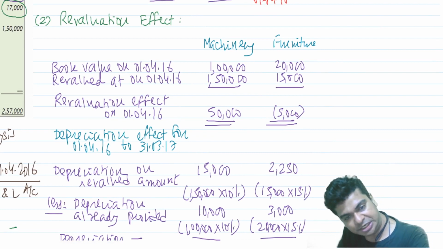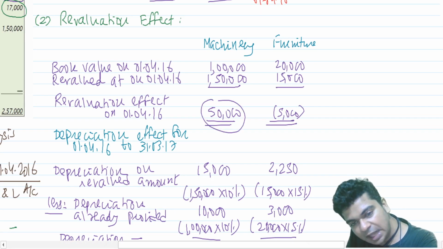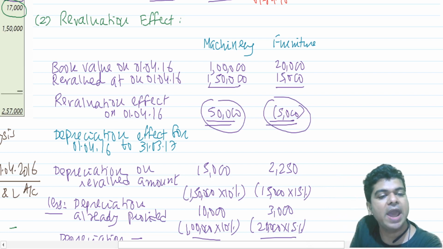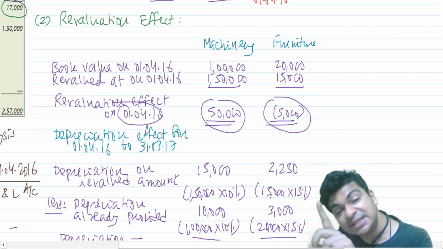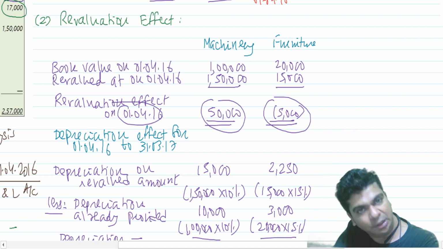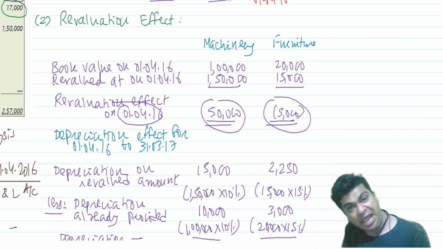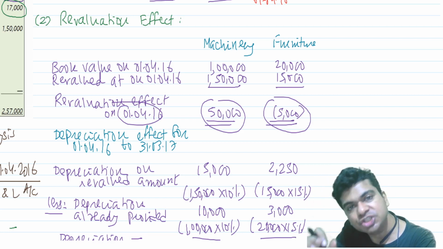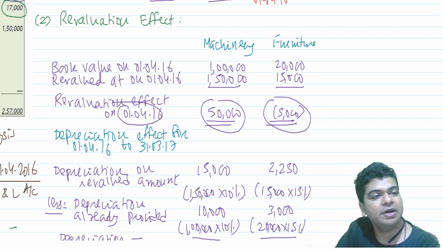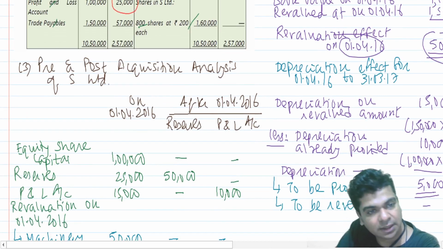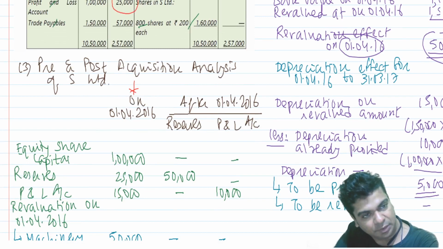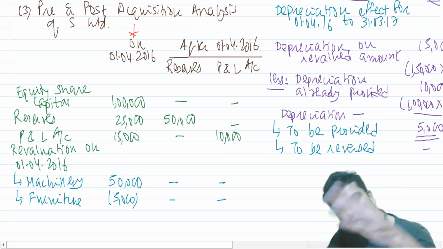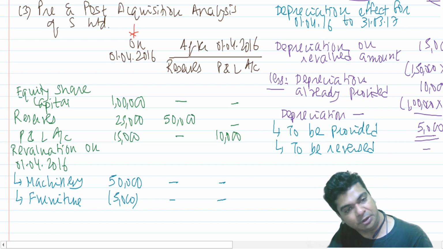Okay, understand this logically. We are saying increase of 50,000. We are saying decrease of 5,000. But if you are doing revaluation on 1st April 16, remember anything that is happening on the acquisition date will become pre-acquisition. So since you have done revaluation on 1st April 2016, I am putting it under the column of 1st April 2016. That's the reason.